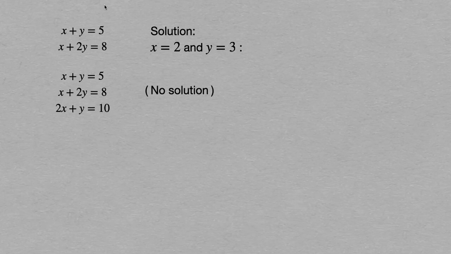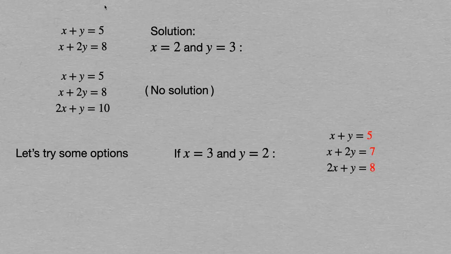However, if we look at some values of x and y, some of them are better than others. Some of them, if I plug in x and y, are going to give me values that are quite close to 5, 8, and 10, and others not. For example, if I pick x equals 3, y equals 2, and I plug it in the left-hand side of each equation, I get x plus y equals 5, x plus 2y equals 7, and 2x plus y equals 8. If on the other hand I try with x equals 4 and y equals negative 1, the right-hand side comes out as 3, 2, 7.